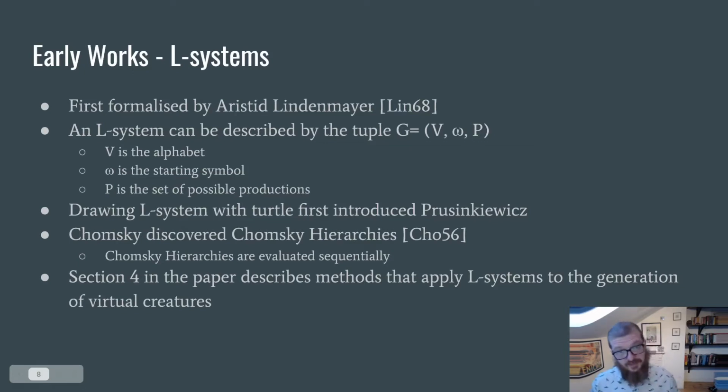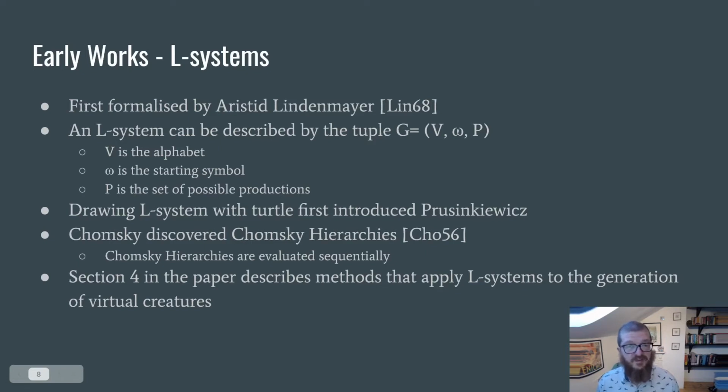L systems. L systems were first formalized by Aristid Lindenmayer in 1968 as a method for simulating plant cells and modeling cellular growth. But as we will see later, L systems have also been used for modeling virtual creatures. An L system can be described by the tuple G, which consists of 3 parts, the V, omega, and P, where V is the alphabet, omega is the starting symbol or symbols, and P is the set of possible productions.